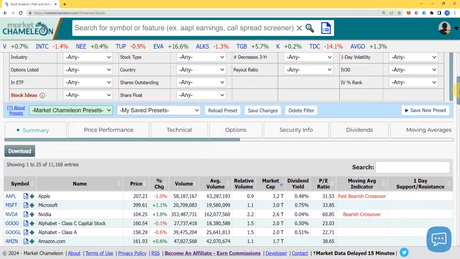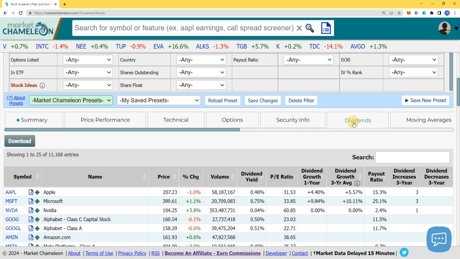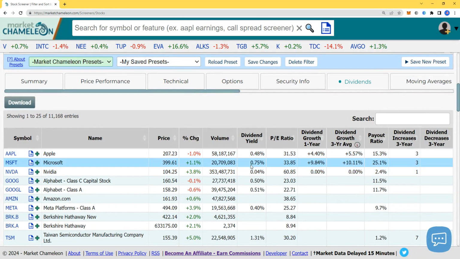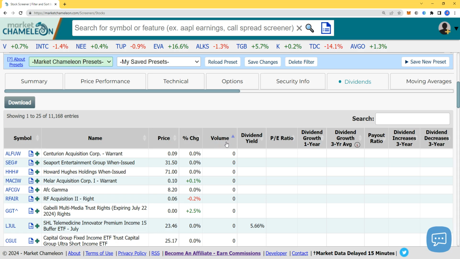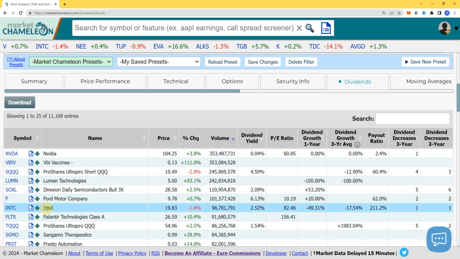And we got all those numbers, and in here we're going to click on dividends right here. Let's turn this volume up. So we're going to click on dividends. And in dividends, we're going to search not by market cap, but by volume. This is what I want to do. So you're going to click on volume twice, and then we're supposed to find Intel, which is right here.